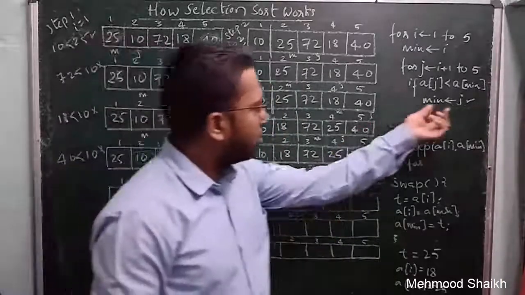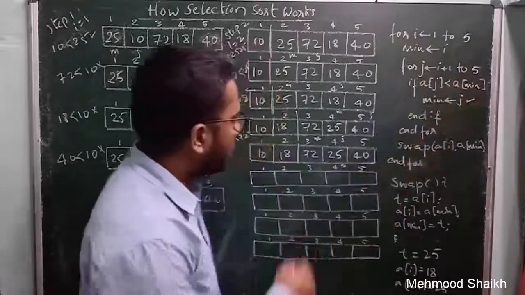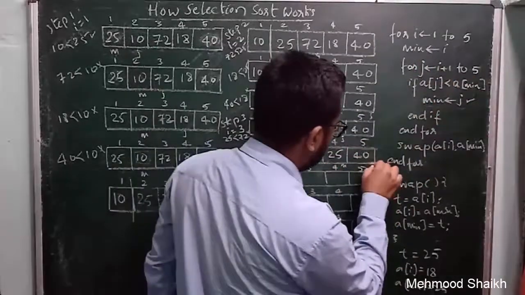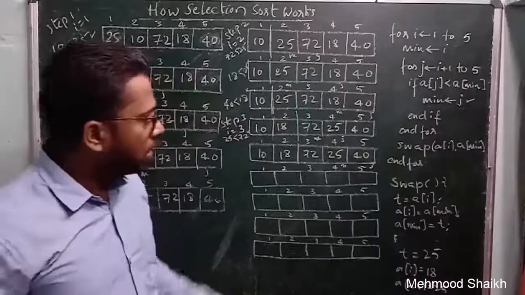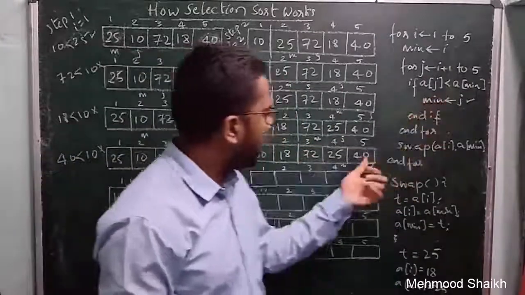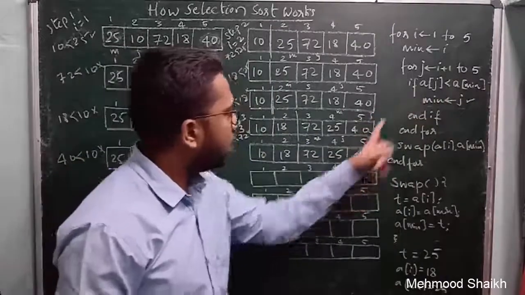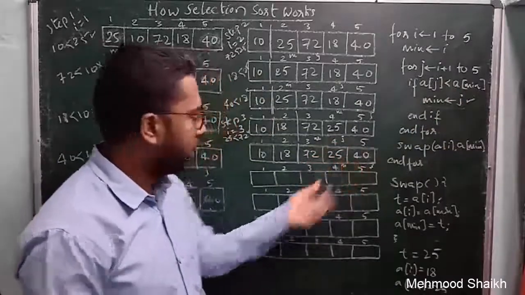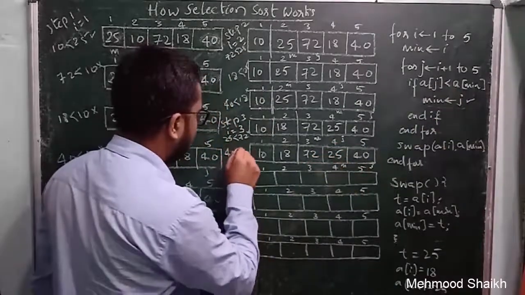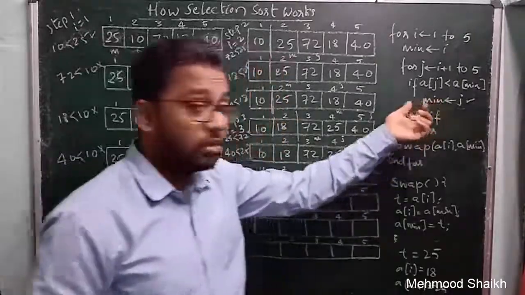When coming out of this if condition, j gets incremented by 1. So now j becomes 5. This is our j. Now we will make a comparison between the fifth element and the fourth element. We will check whether A of j, which is 40, is less than A of min, which is 25. So is 40 less than 25? No, 40 is not less than 25. This condition becomes false.